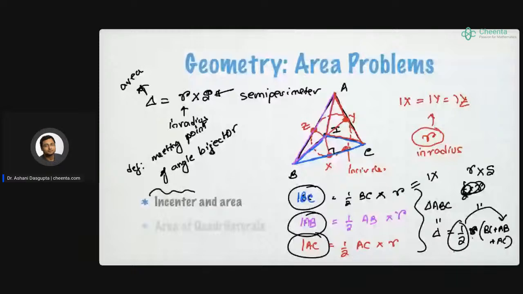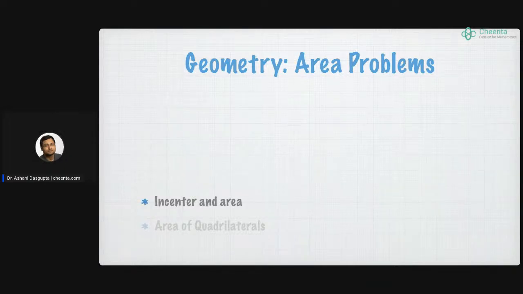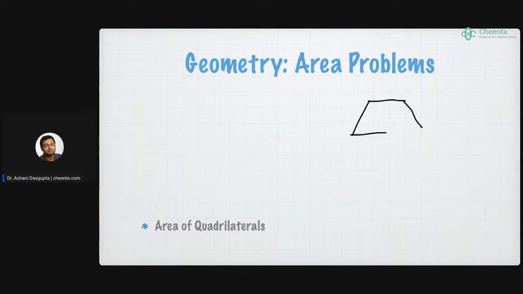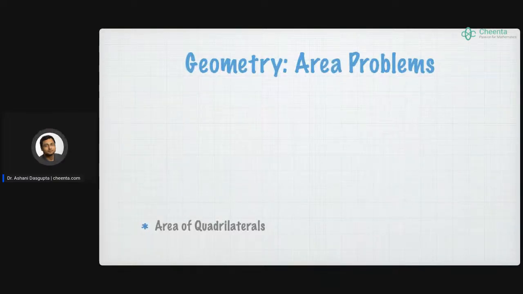Okay. One last thing that you should look up is the area of quadrilaterals. You should have the areas of quadrilaterals in your mind. For example, if you have a trapezium, a rhombus, or a parallelogram, how can you compute the area of each of these quadrilaterals? I would not go too much into this because this is very standard literature. You can always learn this from somewhere, but it is something you should definitely know before going into the Olympiad. Okay, let's go to the next part.